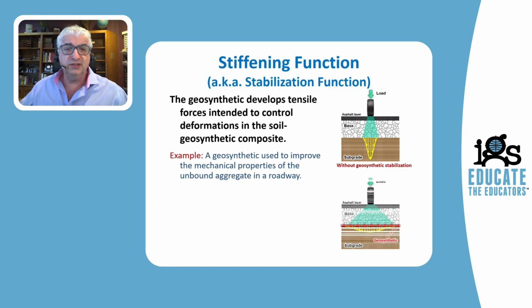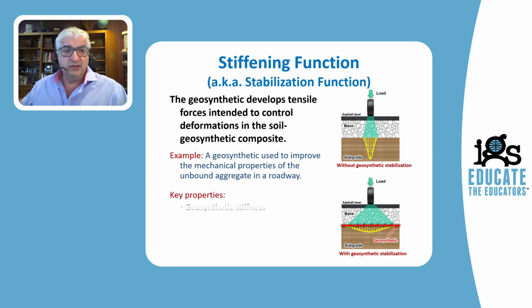So if we have a geosynthetic that works for stabilization of that base, here we have this red geosynthetic at the interface between the base and the subgrade, what it will essentially do is stiffen the base, and higher stiffness means smaller contact pressure. The key properties are going to be the geosynthetic stiffness. This is measured under unconfined conditions, and this is necessary, but it's not enough. In addition, we need to transfer the load from the geosynthetic to the soil, and this is achieved by having good interaction between the soil and the geosynthetic.